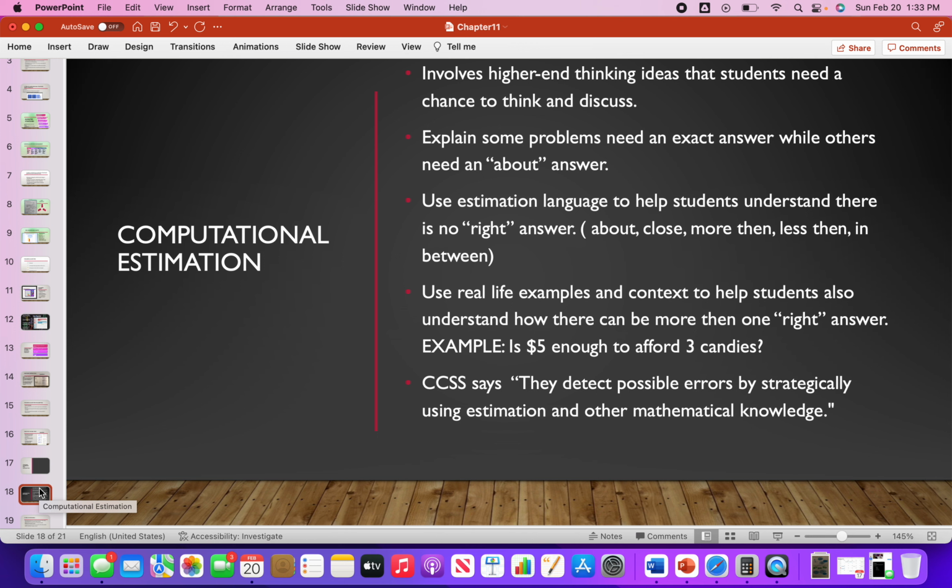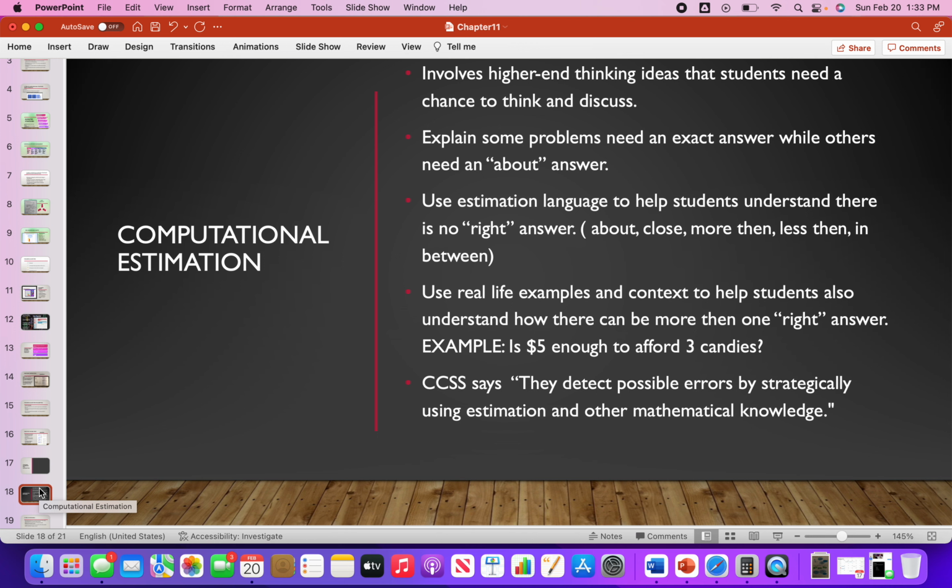Computational estimation. This involves higher end thinking, ideas that students need a chance to think and discuss about. So you need to give your students time to talk about these. Also, you need to explain that some problems need an exact answer while others need an about answer. Use estimation language to help students understand there is no right answer. Language like about, close, more, less than, in between. Use real-life examples and context to help students also understand how there can be more than one right answer.